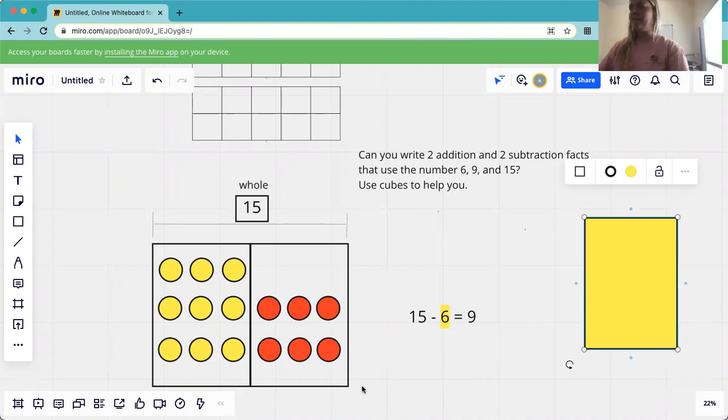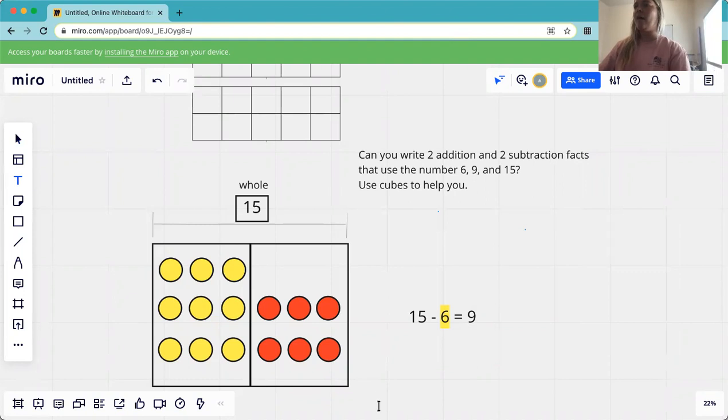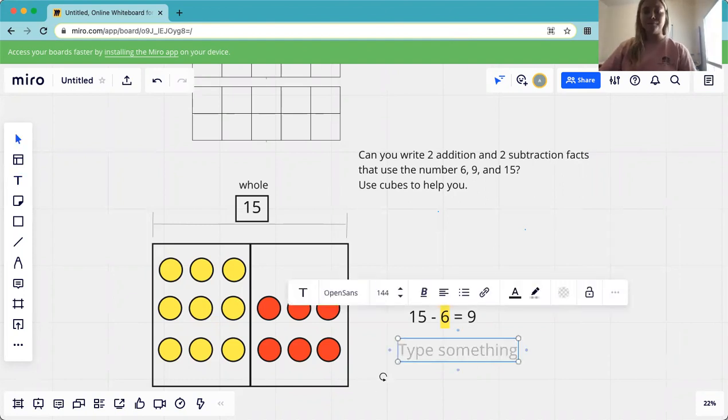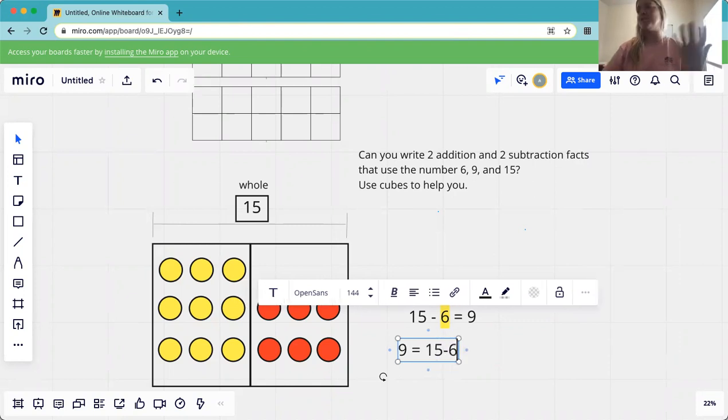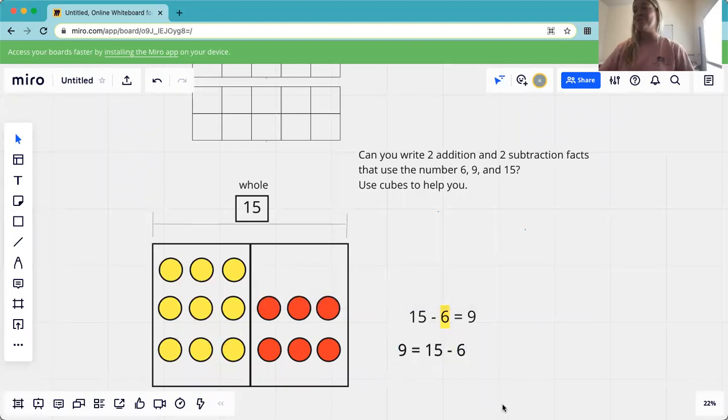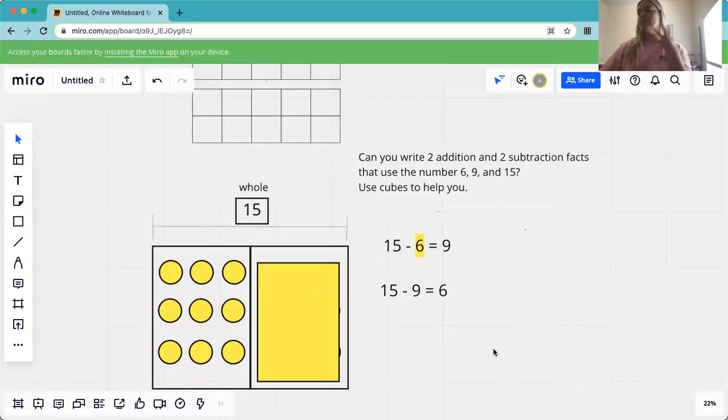So I know now that 9 equals 15 minus 6, which is the same as 15 minus 6 equals 9. Now my other subtraction fact that we had here was 15 minus 9 equals 6. So I have my 15, which is my whole, and my 9, where I know what that part is.